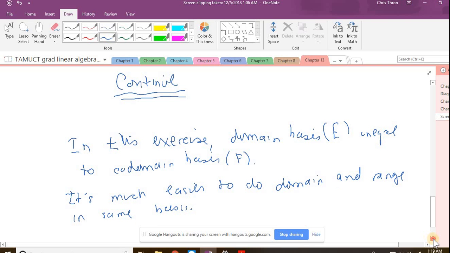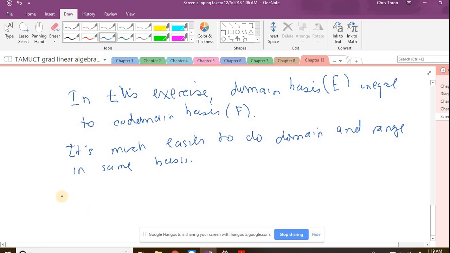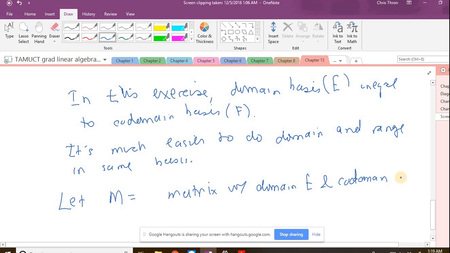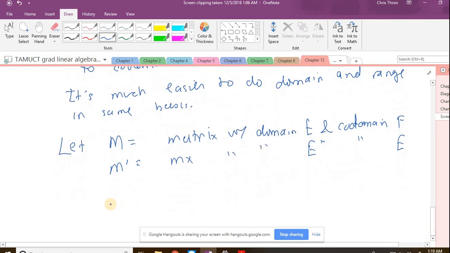Okay, so let's see. I'm going to say something. Let M equal the matrix with domain E and codomain F, and let M prime be the matrix with domain E and codomain E. So my question is, what is the relationship between these two matrices?